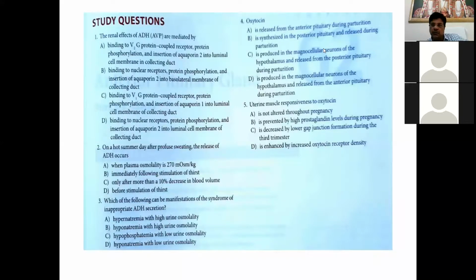No. If you see the graph, first, when the blood volume decreases, that is a more potent stimulus for ADH to be released. Volume overrides tonicity. Then what is remaining now? Only after more than a 10% decrease in blood volume. Okay, so third one.